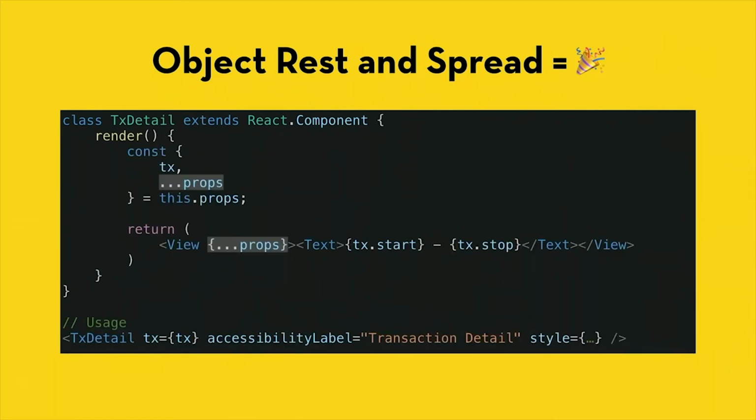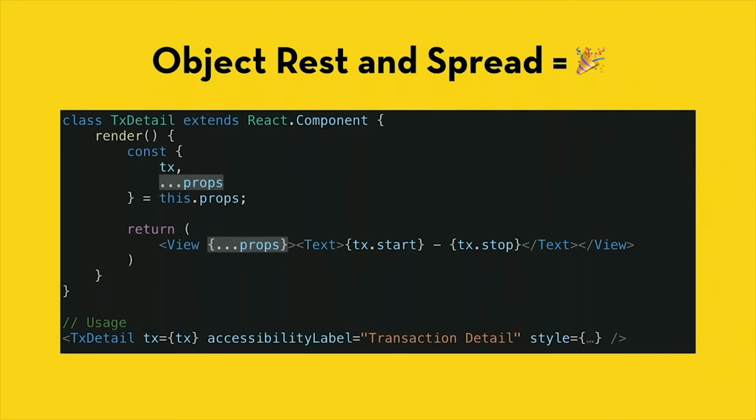This is the implementation. Inside our render function, we destructure the transaction from the props, from this.props, from the properties of our component. So the properties are takes, accessibility label, and style. We destructure the transaction from that, and we collect all the leftover props using object rest into the props variable. So props and this.props are not the same right here.